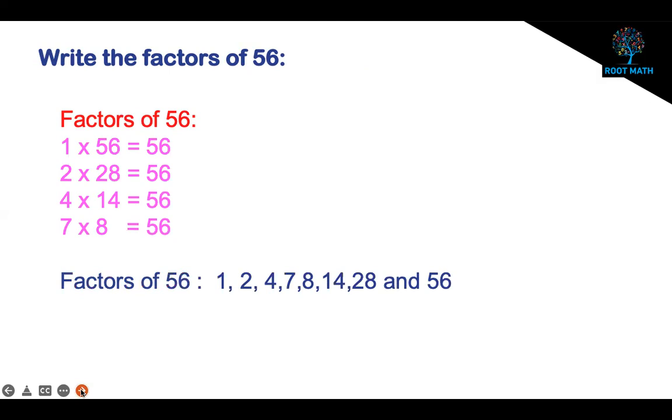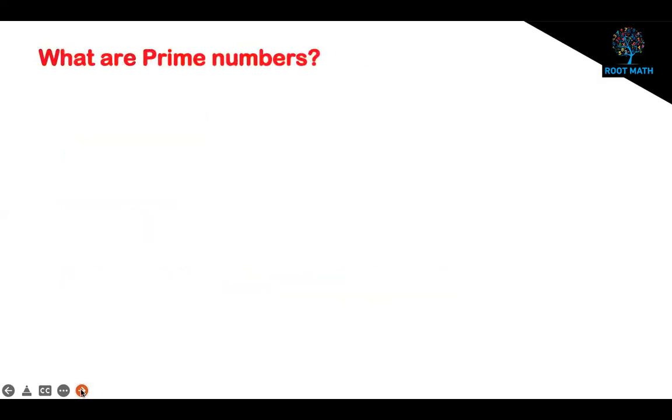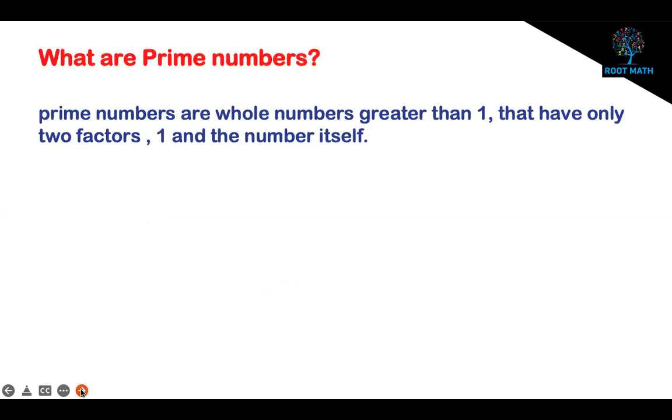Here I am stressing the word factors. But in our textbooks, we can see prime factors. Then what are prime factors? Before you get to know what a prime factor is, you want to know what a prime number is first. So what are prime numbers? Prime numbers are whole numbers greater than 1 that have only 2 factors, 1 and the number itself.